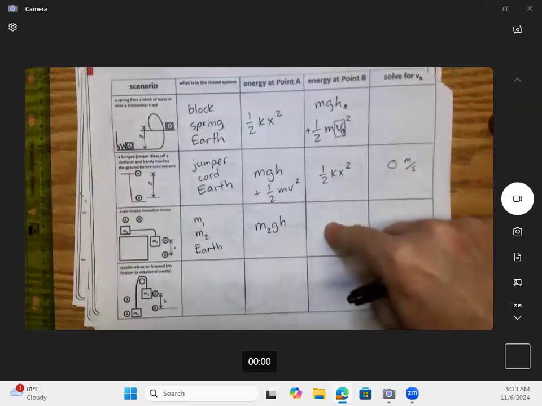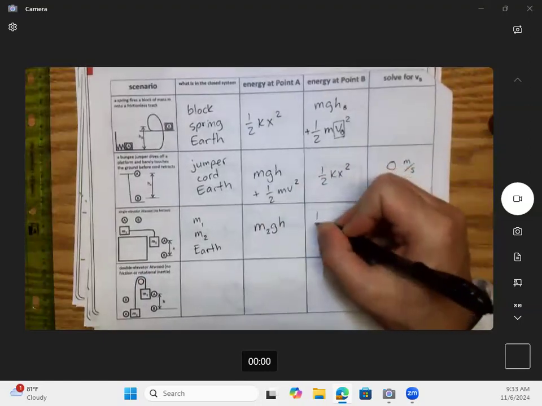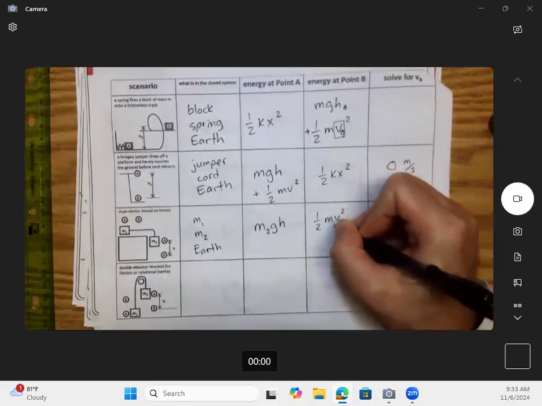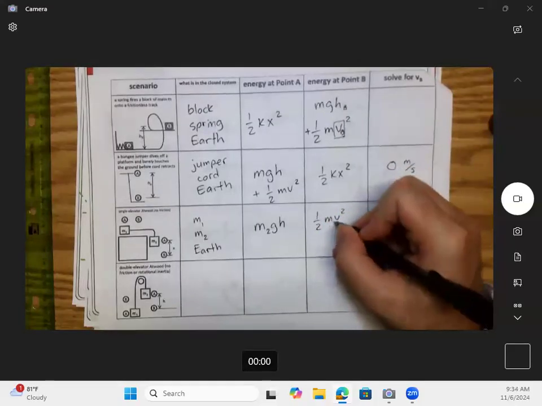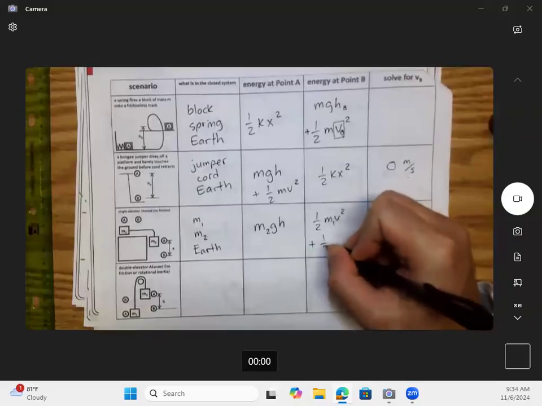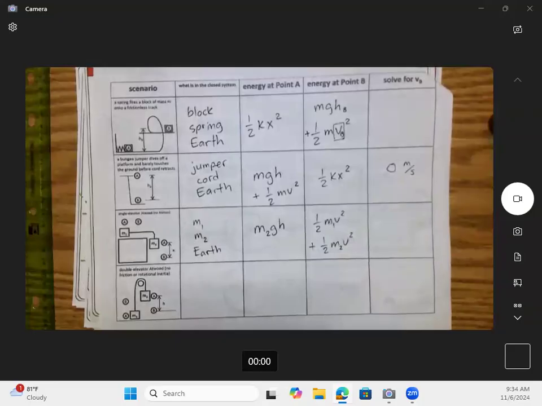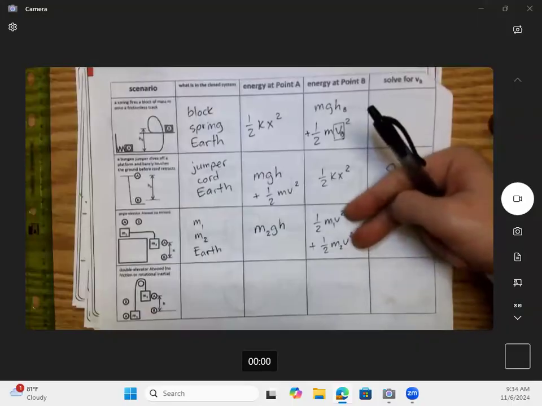So what type of energy at point B? We've got 1/2 mv squared for a block, well, for each of the blocks: 1/2 mv squared for block 1 plus 1/2 mv squared for block 2. If you want to, you could even do 1/2 times the collective mass, m1 plus m2, times v squared. Because, is this v and this v the same v? Yeah, it's the same speed.